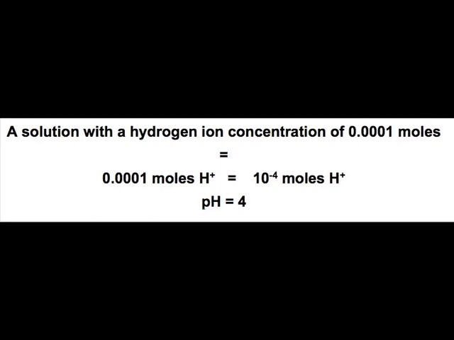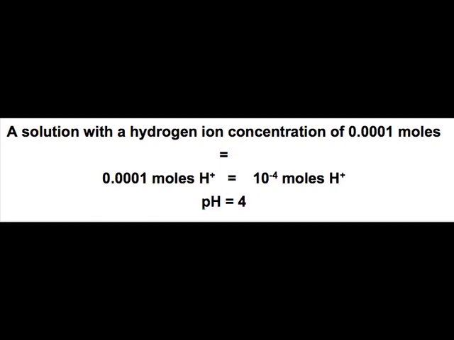Likewise, if the hydrogen ion concentration is much lower, let's say 0.0001 or 1/10,000th moles, the pH of this solution would be 4. In other words, we see an inverse relationship between the pH value and the concentration of hydrogen ions. The lower the concentration of hydrogen ions, the higher the pH. And the higher the concentration of hydrogen ions, the lower the pH.